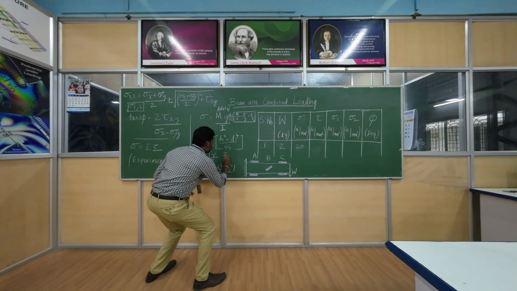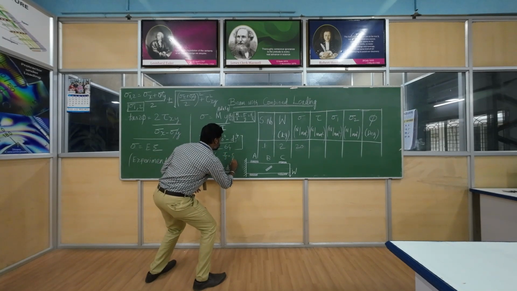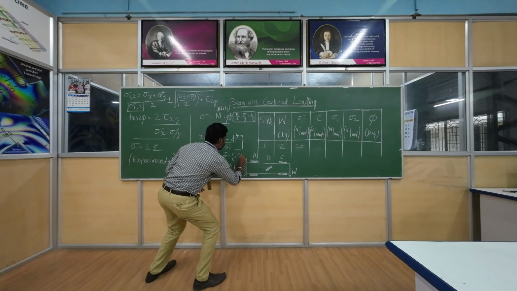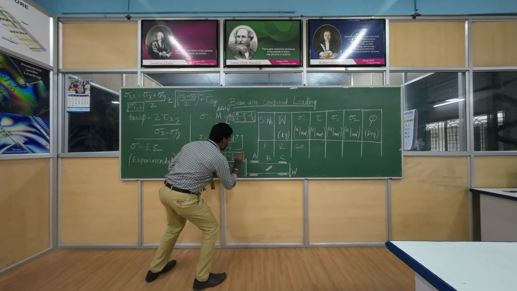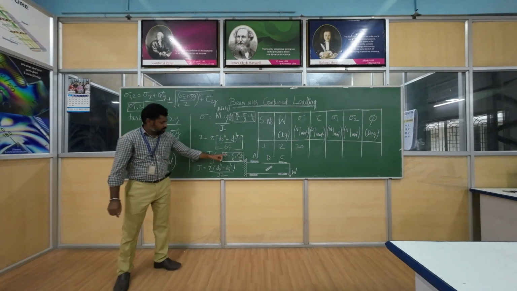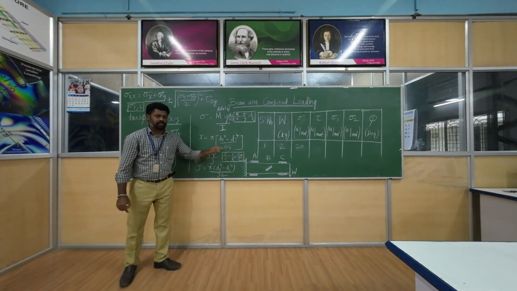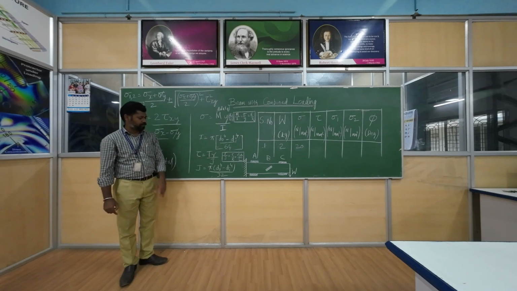T by J is equal to tau by R is equal to G theta by L. So this is the very famous torsion formula. From this formula we can compute the shear stress. So what is shear stress? Tau equal to T into R by J.